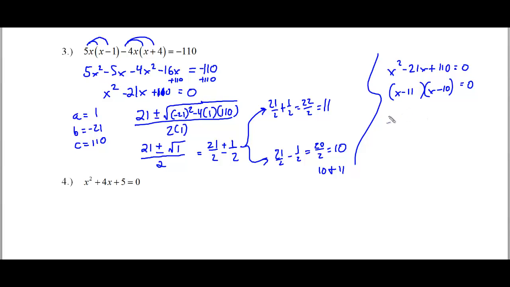Then, following the same process of setting the binomial equal to 0, looks like I just flipped the order for no good reason, to be honest. X is equal to 10, and x is equal to 11, because we added 10 to both sides, and we added 11 to both sides.